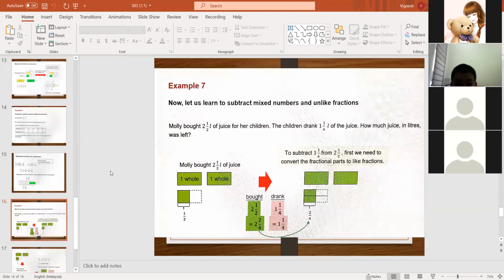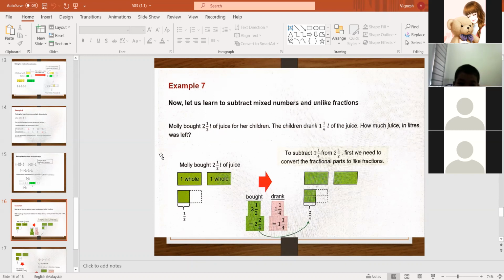Okay, this one is for example number 7. Molly bought 1/2 liter of juice for her children. The children drank 1/4 liter of the juice. How much juice in liters was left? Okay, it is the same. Okay, 2 1/2 and then 1/4.